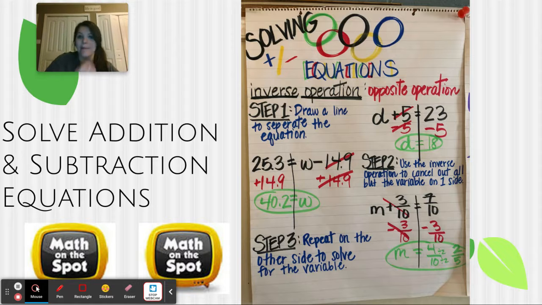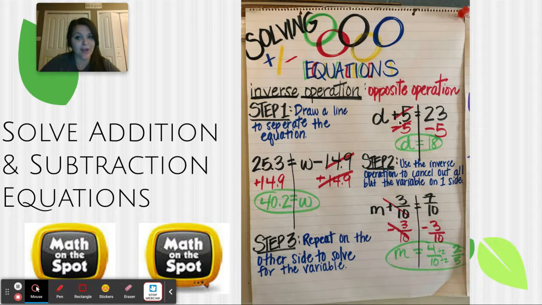So hopefully you understand that. Because they were adding 5, I had to use the inverse and subtract 5. So in my red marker, I went over to the other side, and remember, we have to always keep equations balanced. So whatever I do to one side of the equation, I have to then do the exact same thing to the other side.